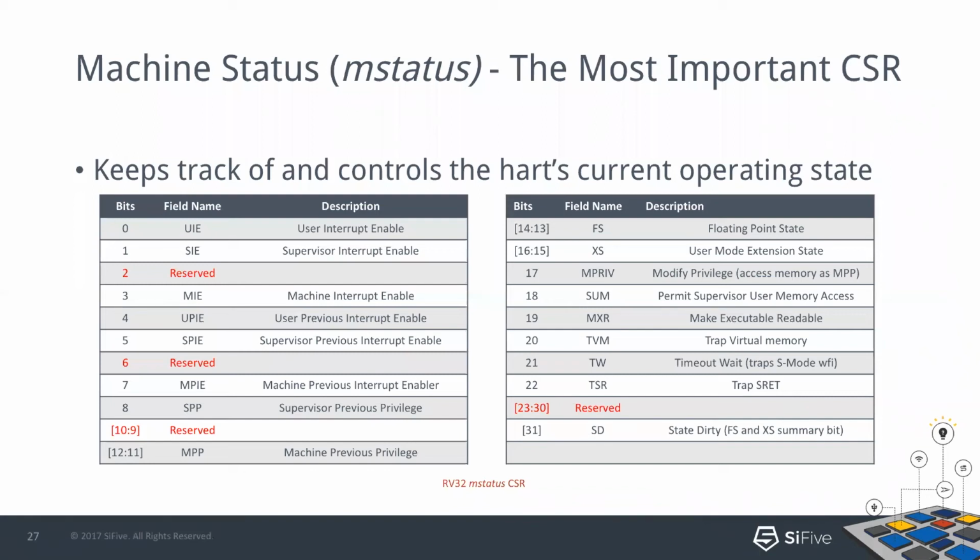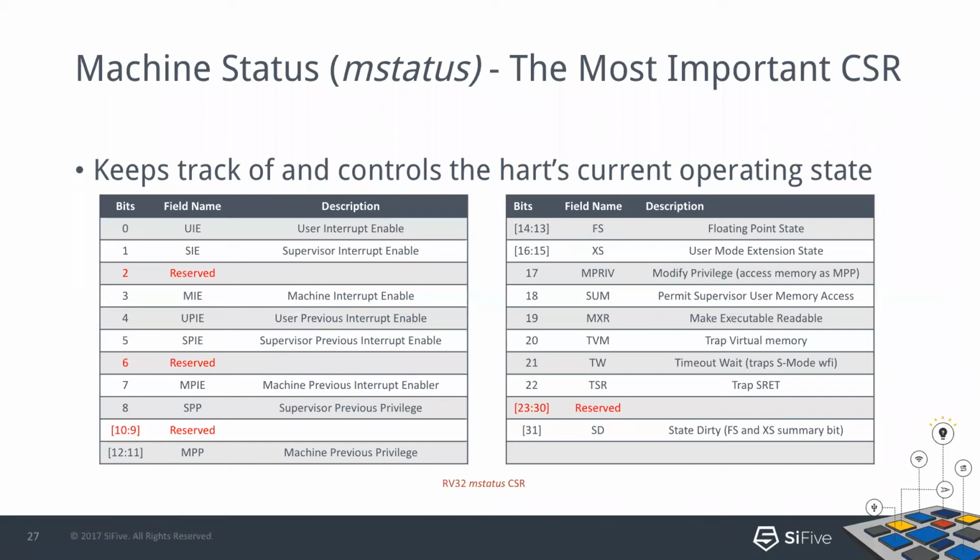Moving to the table on the right, the FS fields and XS fields are used to store the state of the floating point register file, as well as any user implemented extensions register file. The purpose for this is that on a context switch, saving register files can be costly in terms of performance, and so you would only want to do so where absolutely necessary. These fields would tell you if you need to or not.